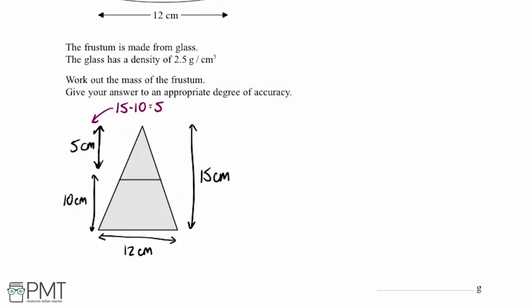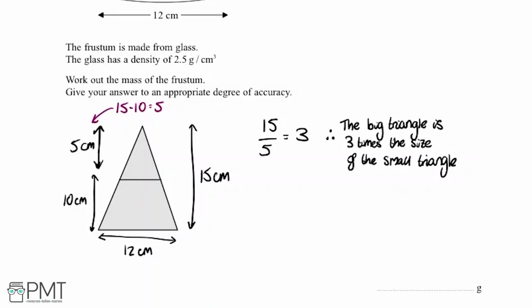Now what we can say is that these triangles are similar triangles. So this little one and the big one are similar triangles. Now if we think about this big triangle being 15, and this one being 5, I'm going to do 15 divided by 5. That's going to give us 3. So I can then say that the big triangle is 3 times the size of the small triangle. Now I can use that fact to work out this length here.